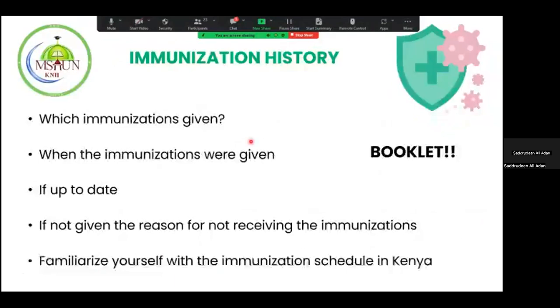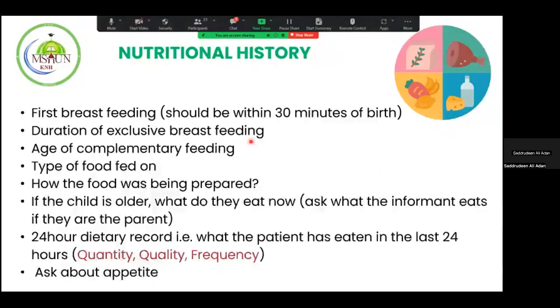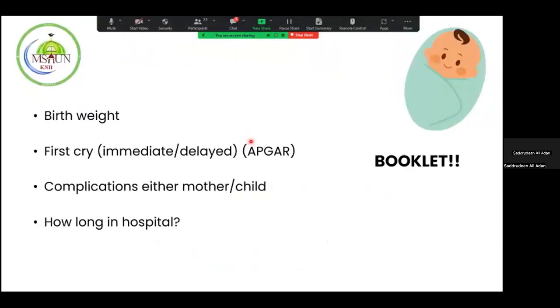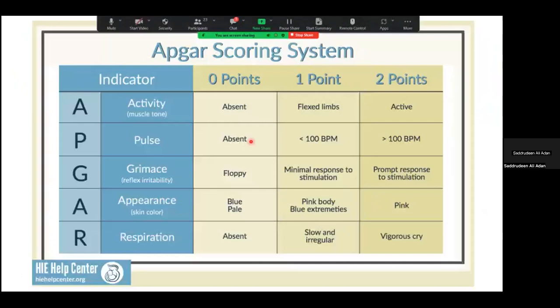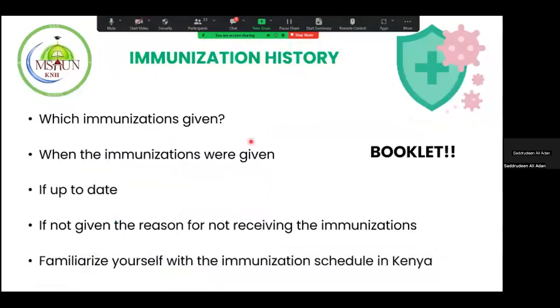So nutritional history, that one you can get from the mother, and the mother knows. For the birth weight and birth history, remember to always check the booklet. Coming to the immunization history, you ask about which immunizations have been given so far.